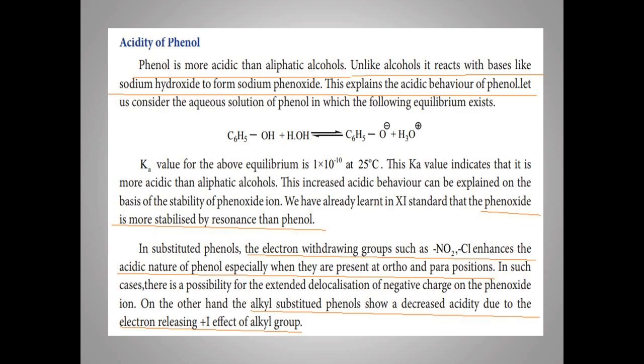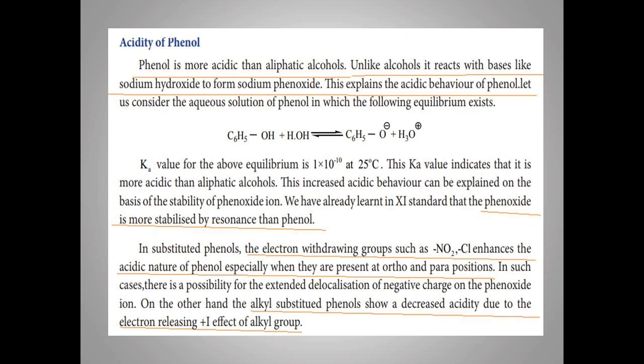The next one, see the reaction of phenol with water. It donates the proton so that we get the phenoxide ion. In this reaction, the Ka value is 1 into 10 power minus 10. This value indicates that it is more acidic than aliphatic alcohol. You can refer to the Ka value of alcohol in the previous slide. Then another one: the phenoxide ion is very stable, because it has more resonance than phenol. This also explains the acidic nature of phenol.